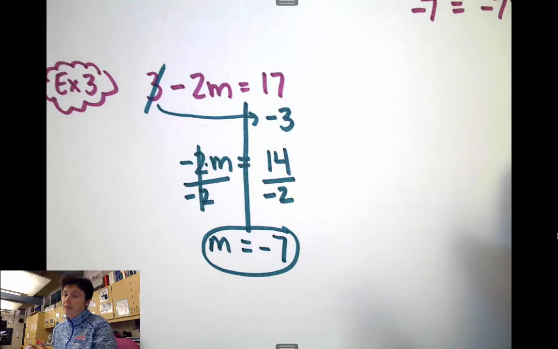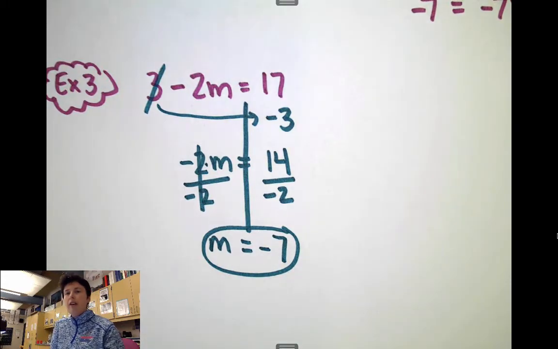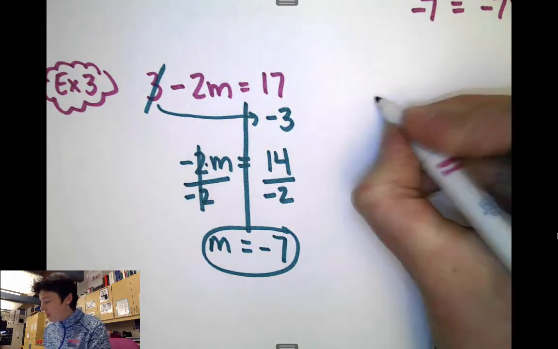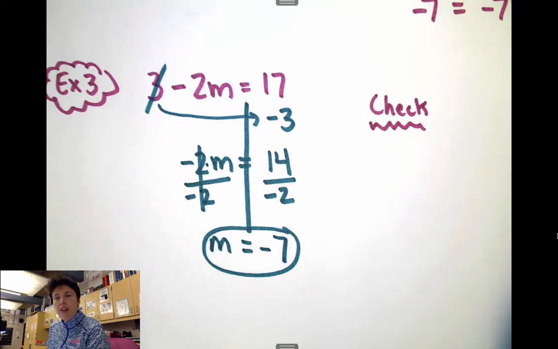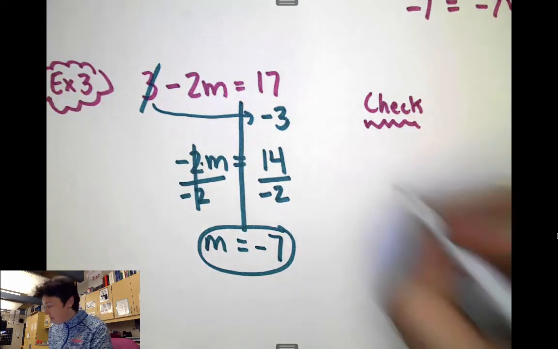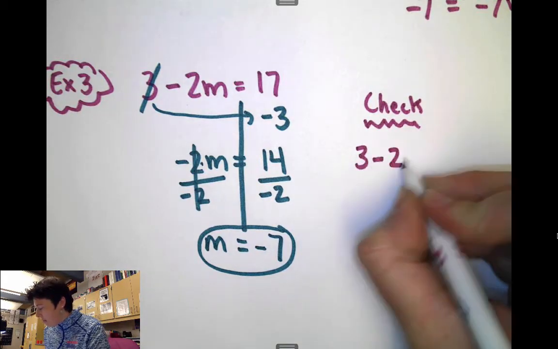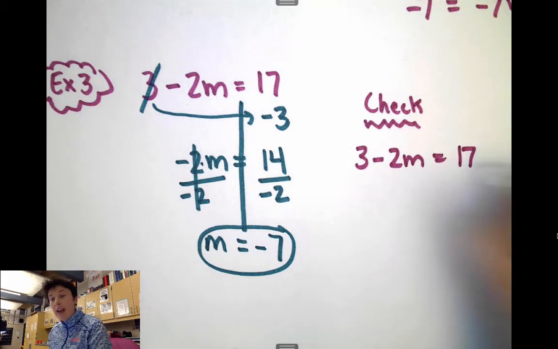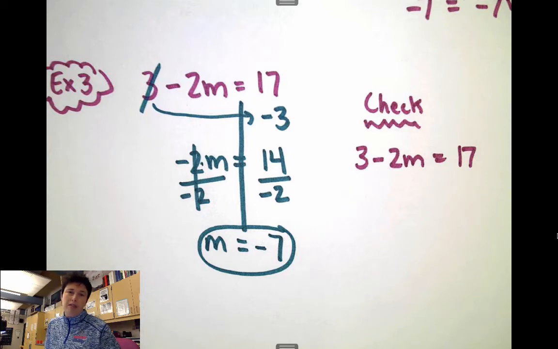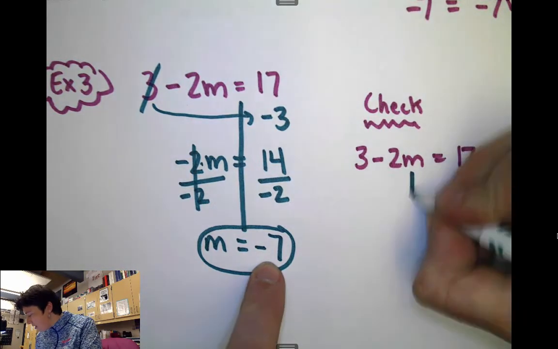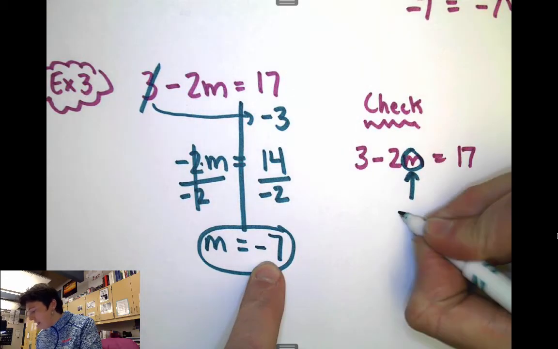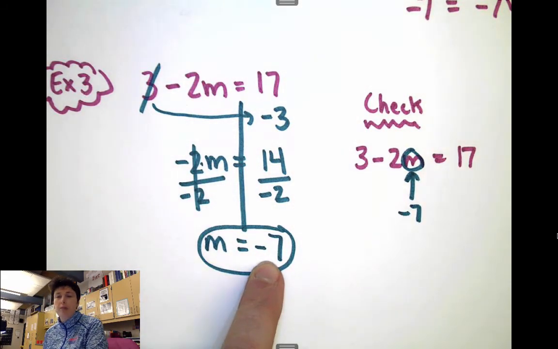But I'm going for a level 4. So let's check it and see if I actually feel like I'm right. So I'm going to do my check right here. Check. I'm going to copy the problem. 3 minus 2m equals 17. And now that I think I have an answer, I'm going to see if it's actually right. I think m is negative 7. So right here where the m is, I'm going to put a negative 7. I'm going to replace it with the number.